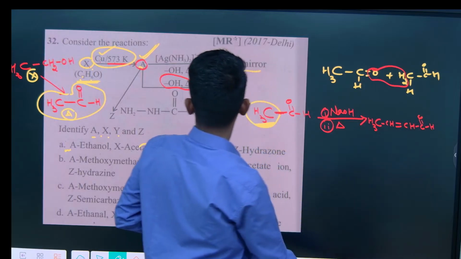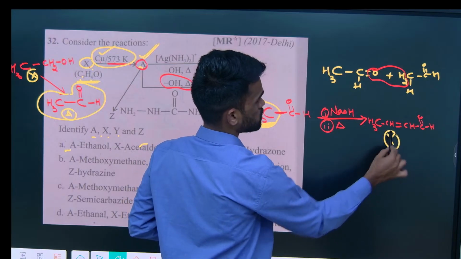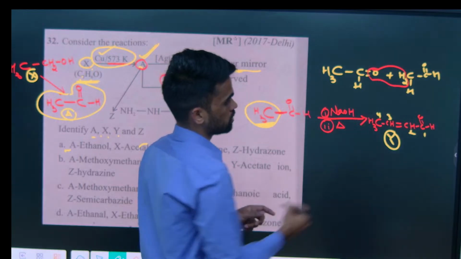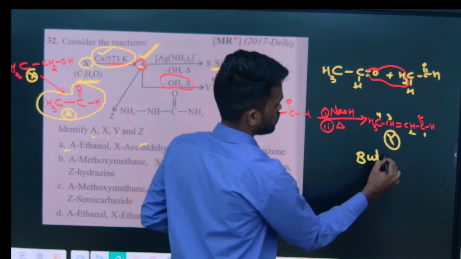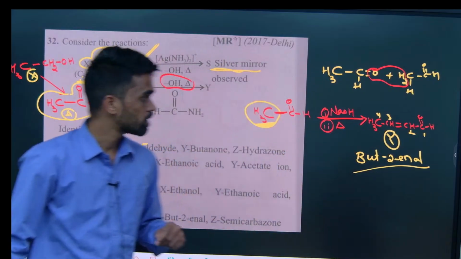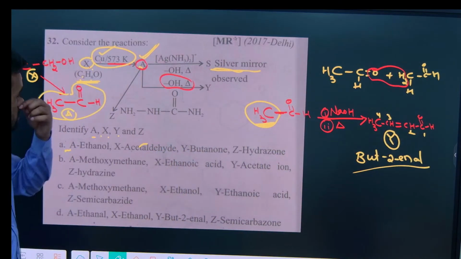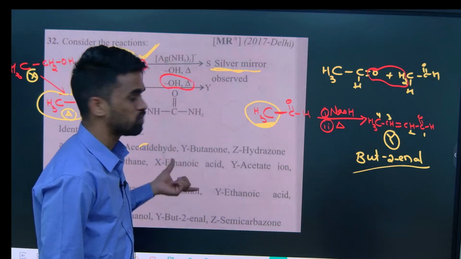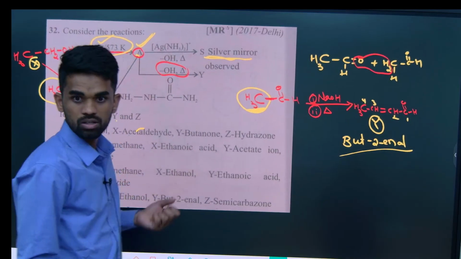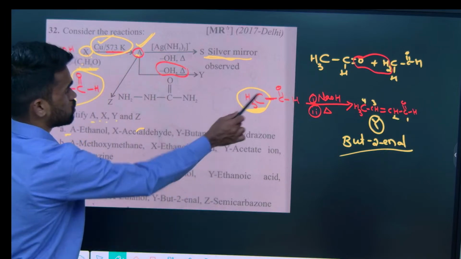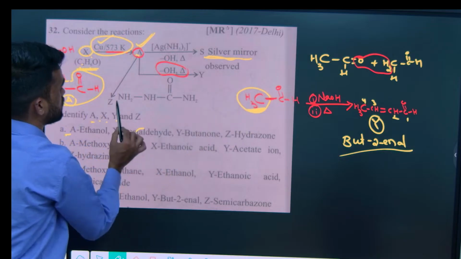What is the name of this compound? This is Y. What is the name of this compound? 1, 2, 3, 4. But-2-enal. Okay, so this is our Y. Now see, aldehydes and ketones are electrophilic centers or nucleophilic? The carbon of the carbonyl group is electrophilic. Now that electrophilic compound is treated with this compound.